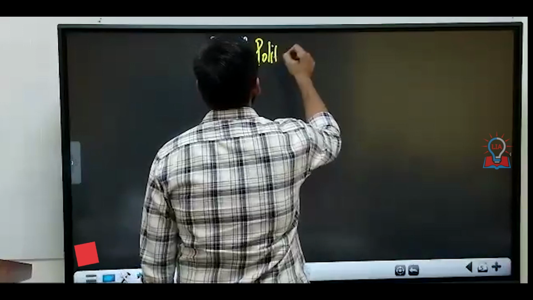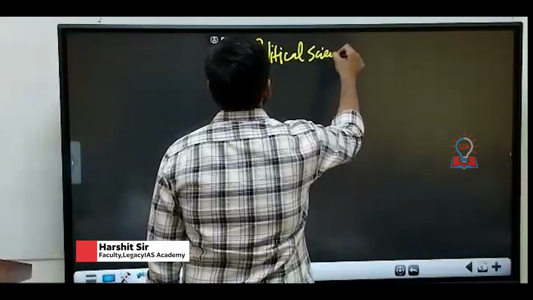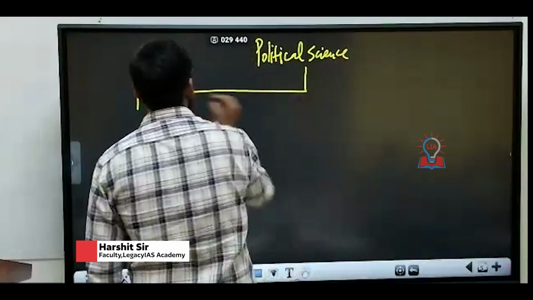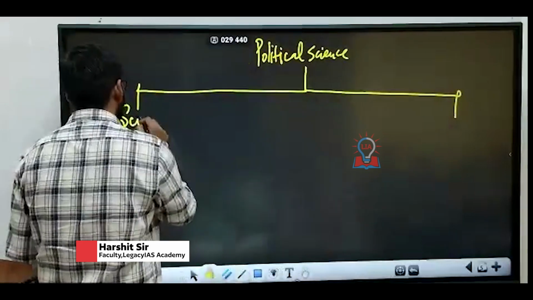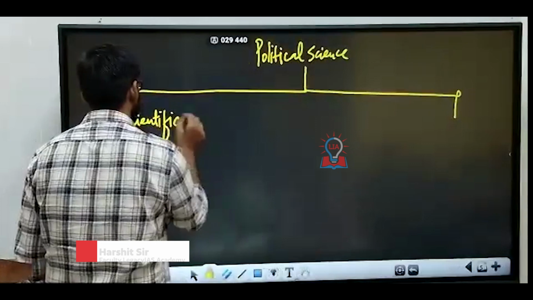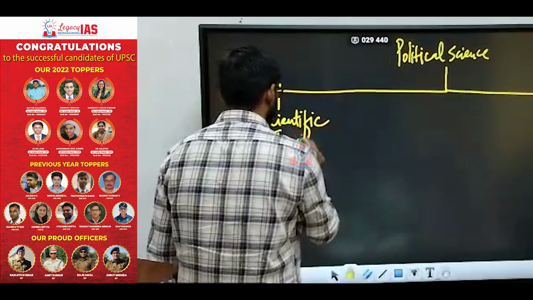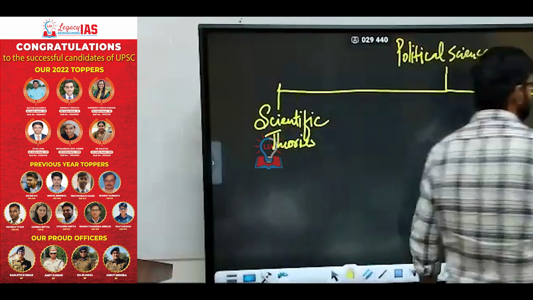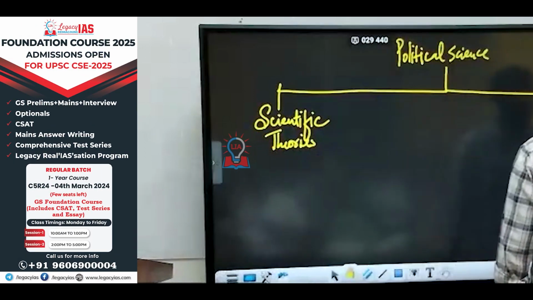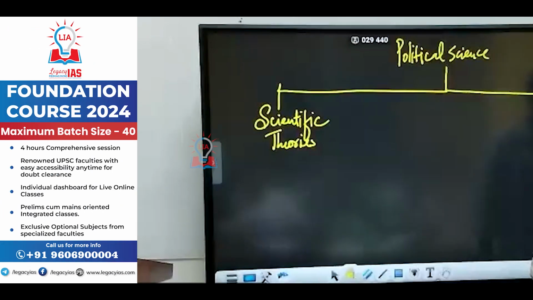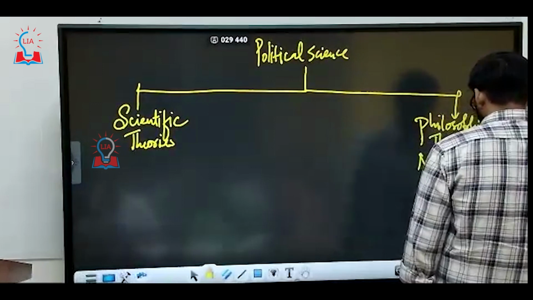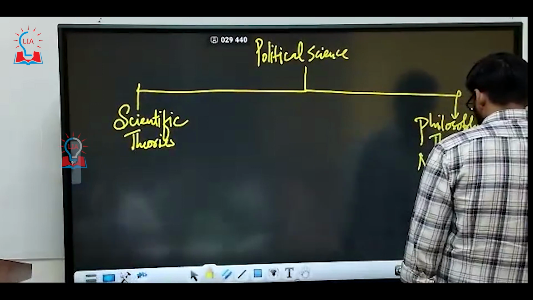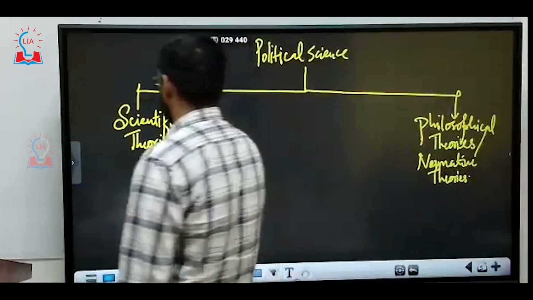In political science, we have two types of theories. One is scientific theories. First, try to understand, then you can note it down. And another is philosophical theories, or you can say these are normative theories. And you can say that scientific theories are empirical theories.